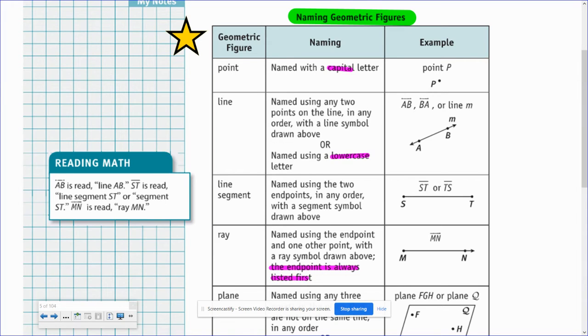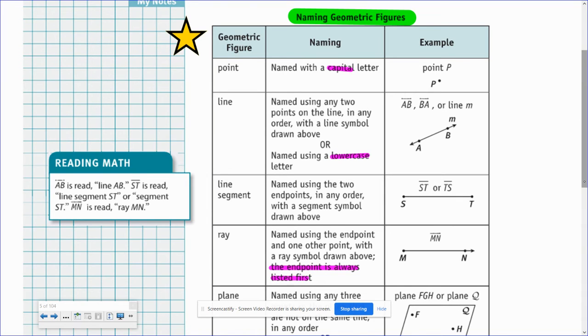The next thing we have is a line. A line has 2 arrows on both sides, so it goes to infinity in both directions. The way we name this is by using any 2 points on the line in any order. It doesn't matter the order. In this case, this line could be labeled AB or BA. You can also name it using a lowercase letter. Here they have an M, so they're using an M to label that.